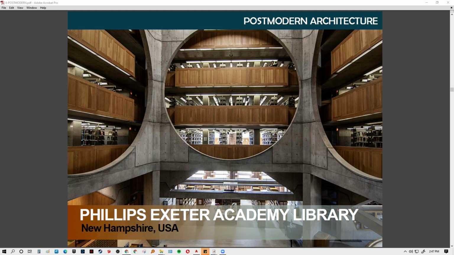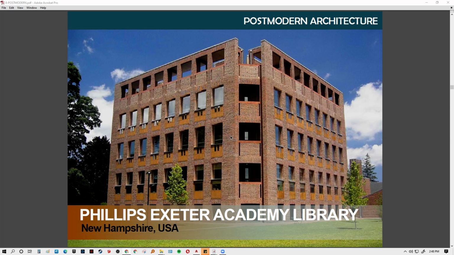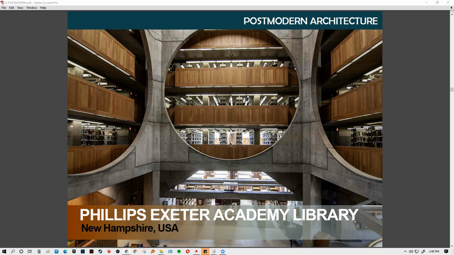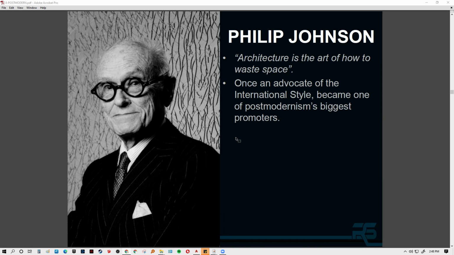So basically, from the exterior, it is made out of bricks and has larger windows. Next we have Philip Johnson. So for him, architecture is the art of how to waste space. He's an advocate of the international style, and became one of the biggest postmodernist promoters.